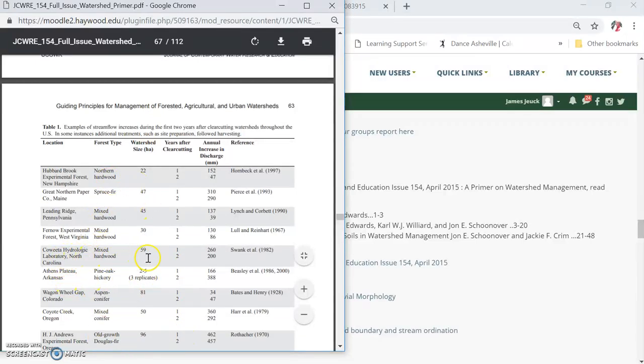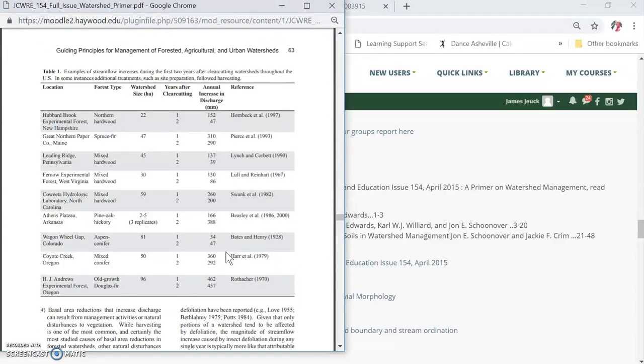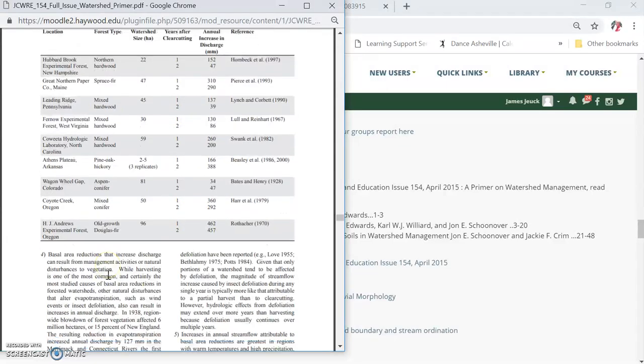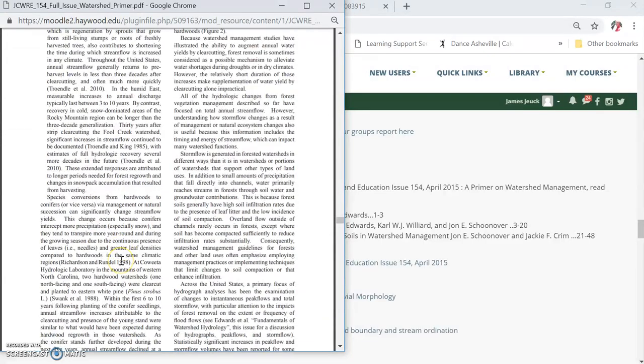Here's Coweta. All right, this is one of the ones that we were just looking at, I believe, when we were over there and she was describing those for us. But there's a number of different U.S. Forest Service watersheds that they do a lot of these studies on. So I just wanted to get you up to speed with that a little bit.